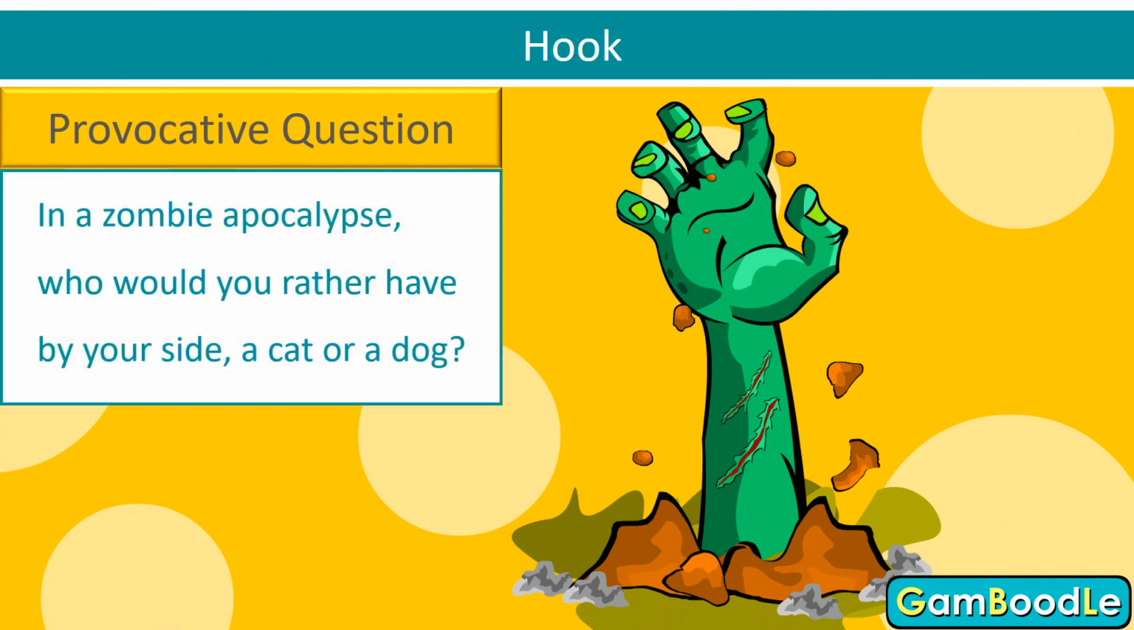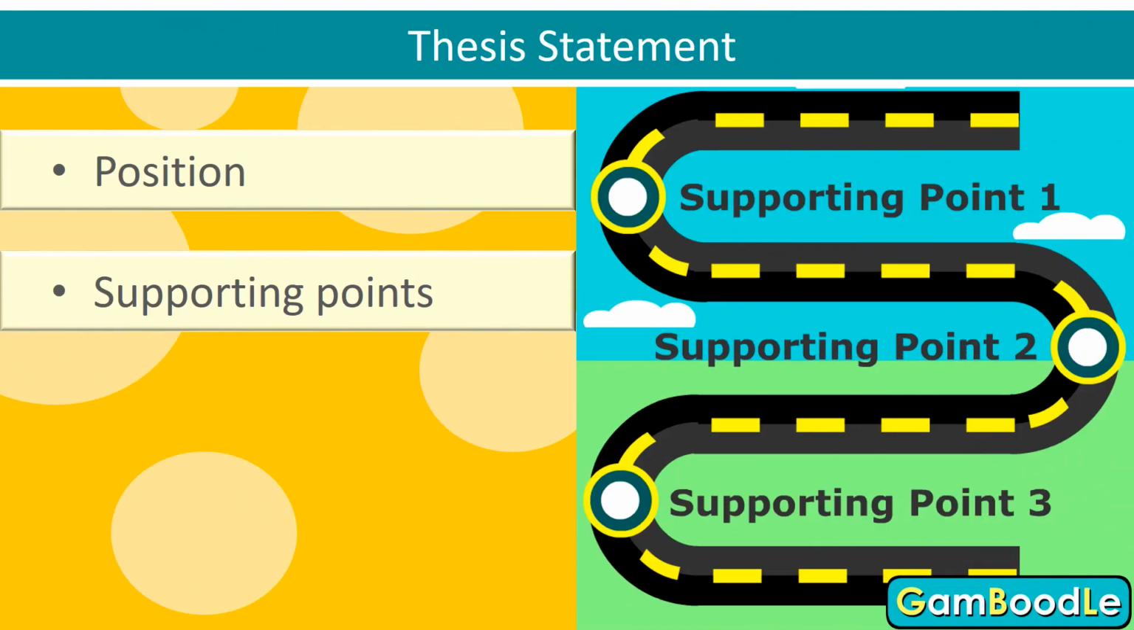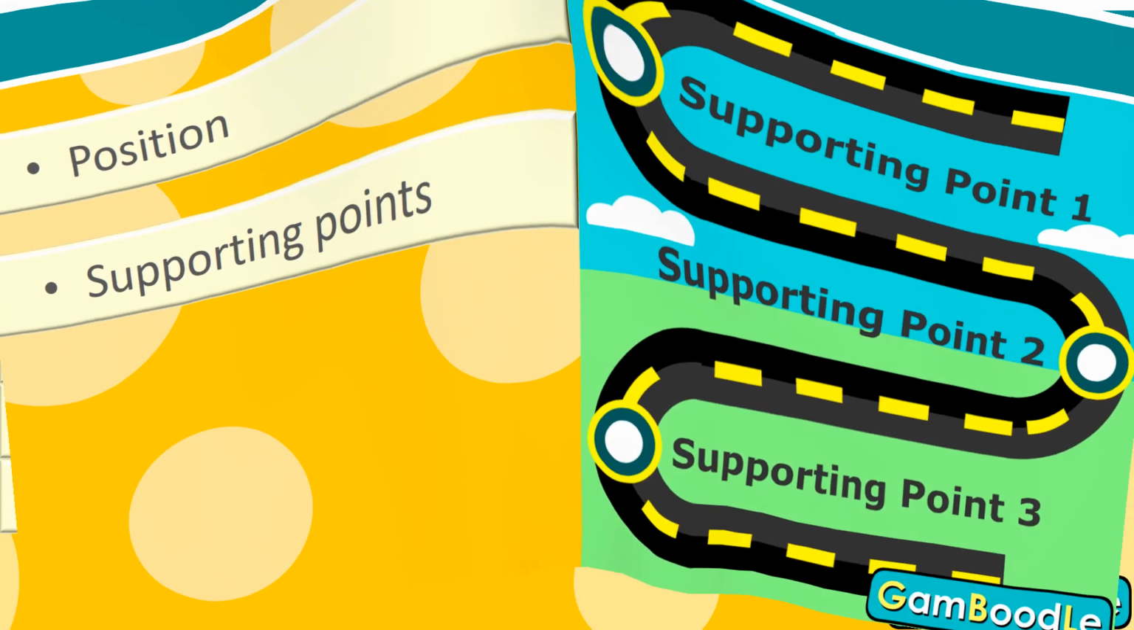In a zombie apocalypse, who would you rather have by your side, a cat or a dog? Similar to a provocative statement, a provocative question can elicit in the reader a desire to know what your answer will be. Next, we'll look at the thesis statement. The thesis statement is 2 or 3 sentences near the end of your introduction paragraph. It contains your position and a brief summary of your 3 supporting points.